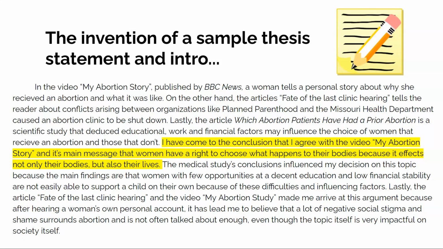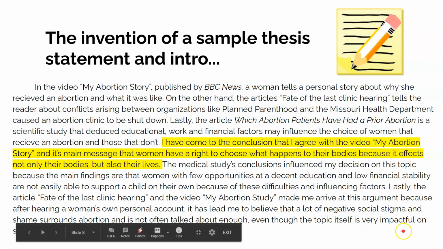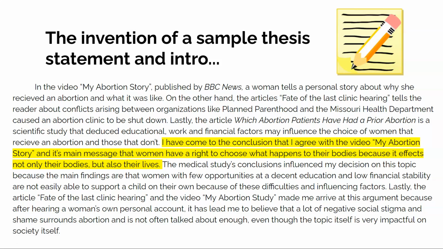Lastly, the article Fate of the Last Clinic Hearing and the video My Abortion Story made me arrive at this argument because after hearing a woman's own personal account, it has led me to believe that a lot of negative social stigma and shame surrounds abortion, and it's often not talked about enough, even though the topic itself is very impactful on society itself. Now, keep in mind, I know this is not perfect, but at least it's a start and a way for me to show you how to go from pre-writing into writing the intro and thesis statement.